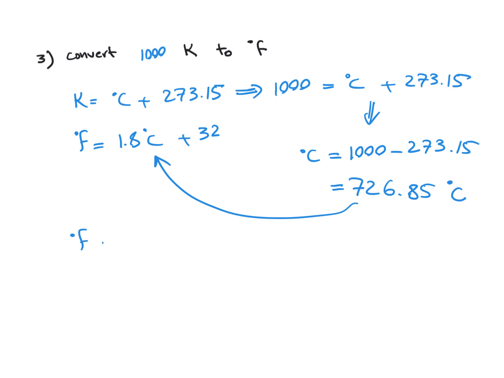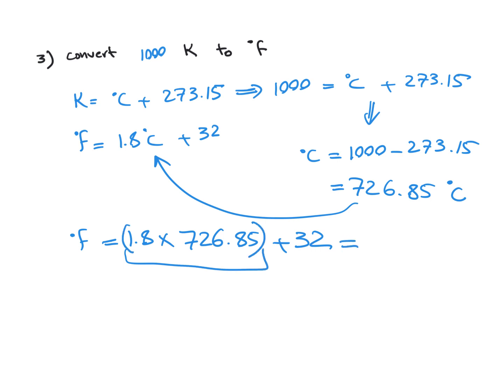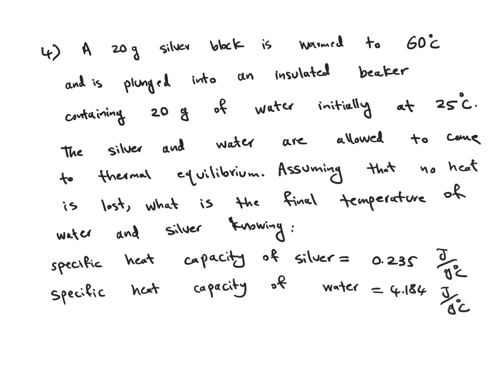And I substitute this number here. So degree Fahrenheit equals 1.8 multiplied by 726.85 plus 32. And remember, first you multiply and then add. If you get confused, just put a parenthesis to be safe. 1.8 multiplied by 726.85 plus 32 would be 1340.33 degree Fahrenheit. So this is how you solve this question. Okay, let's go to the next question.